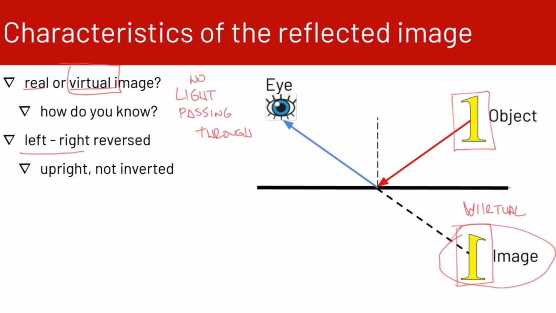And further, the image in a plane mirror is upright, meaning it's not inverted. It's not upside down. We'll see in different lenses and curved mirrors that sometimes the image is inverted rather than upright.